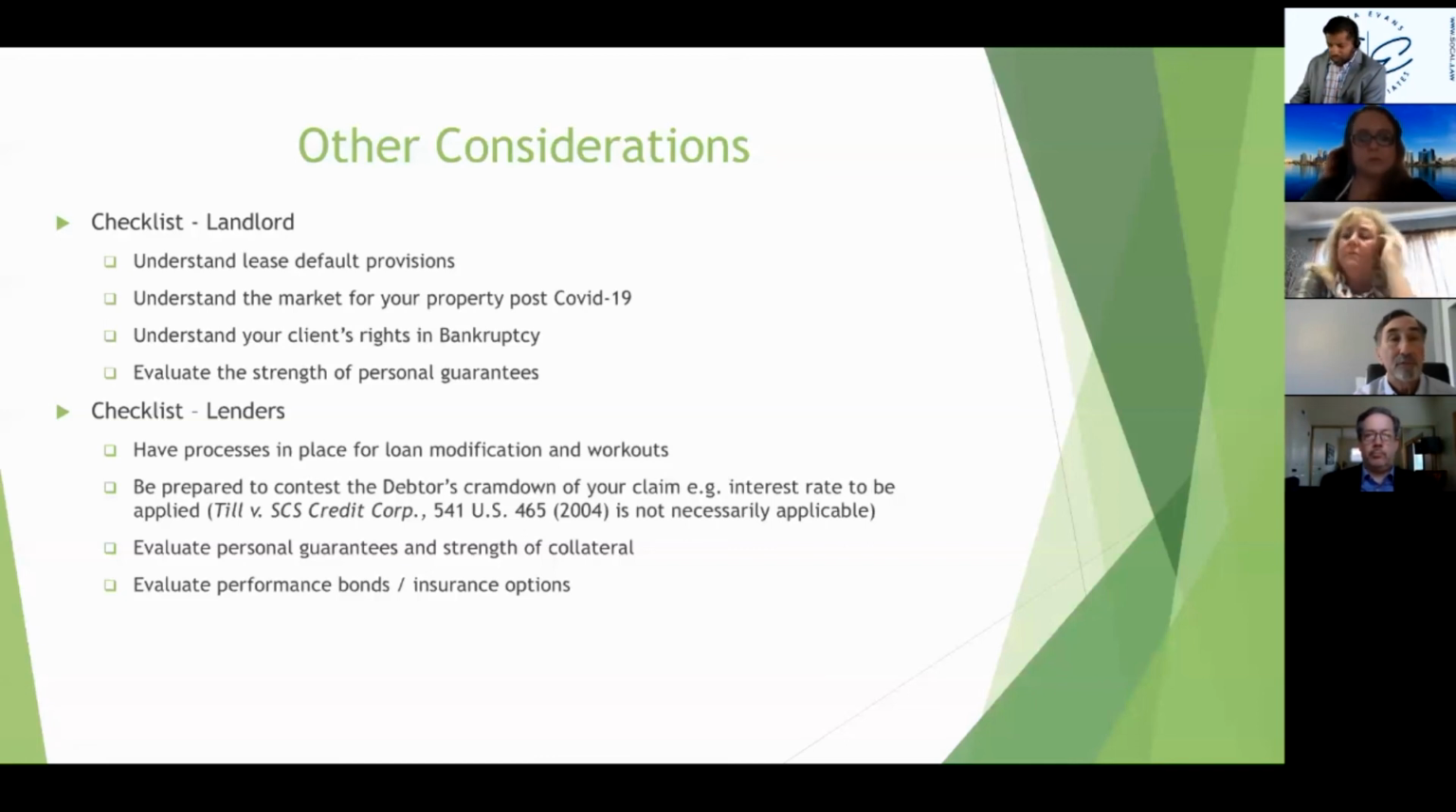Not sure how this district's going to go, but there are cases in favor of the SBA and in favor of the borrower that the disqualification language should not be applied.